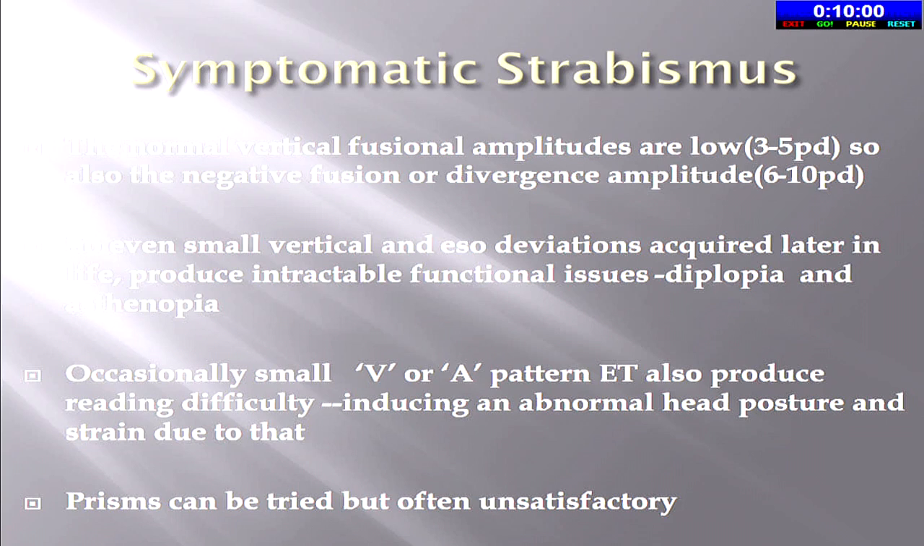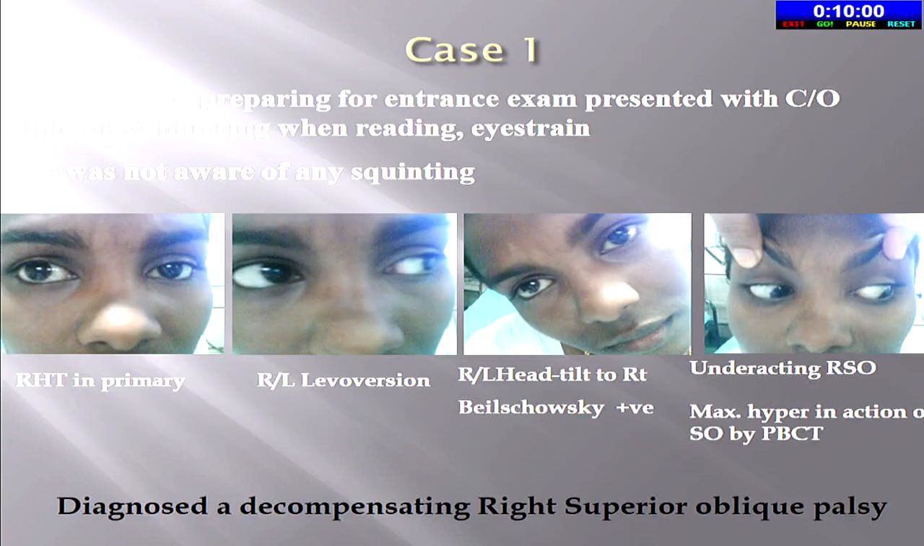He may try to binocularly see some near work, and this can produce asthenopia. Occasionally, a small V or A pattern exotropia can also produce a reading difficulty, mainly by inducing an abnormal head posture, and he has to read with the chin up or down as the V or A pattern is produced. So prisms are often unsatisfactory. So let us go through some of the cases.